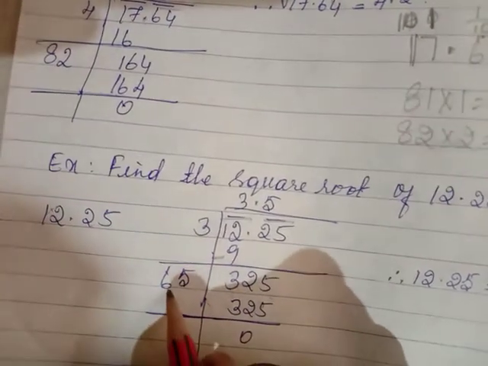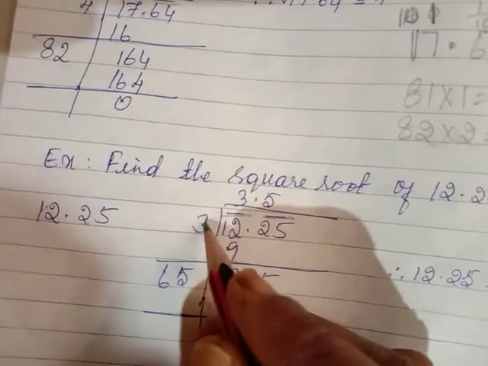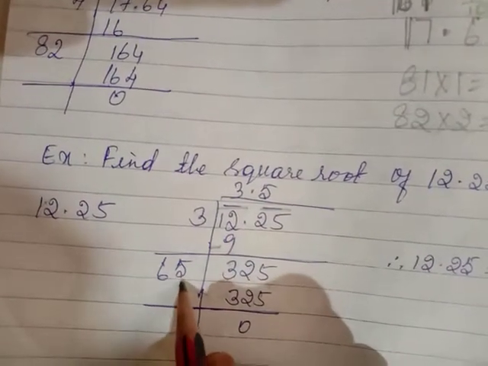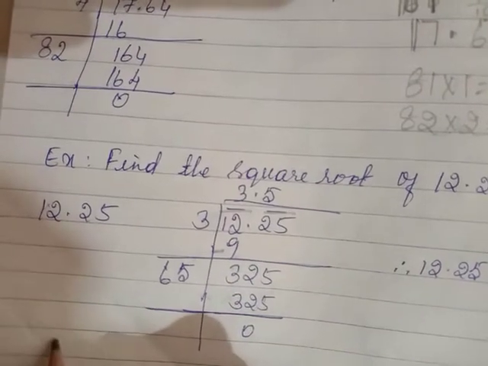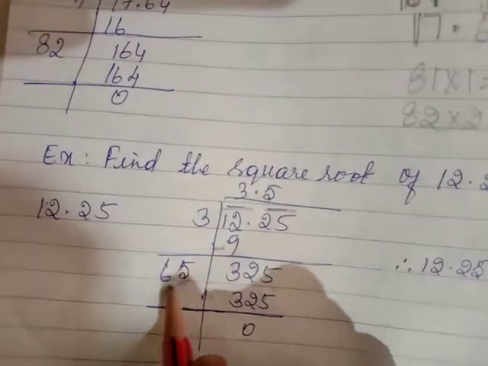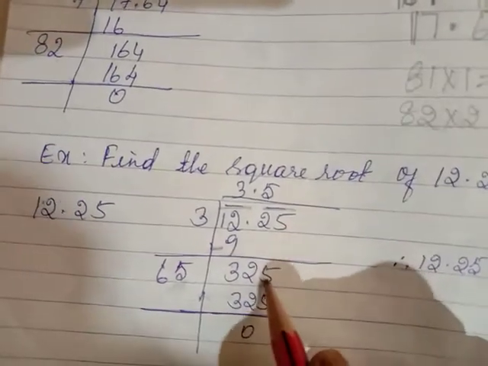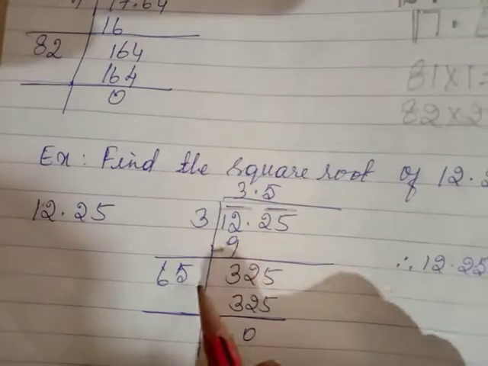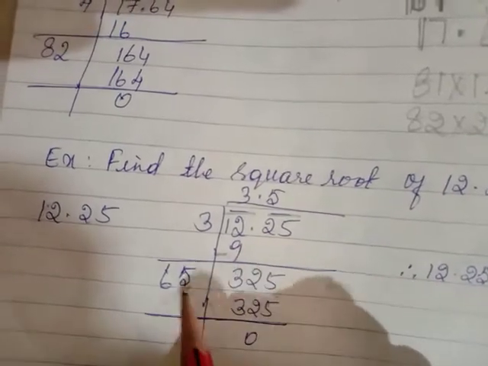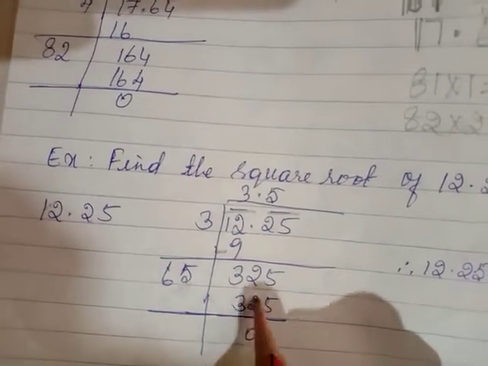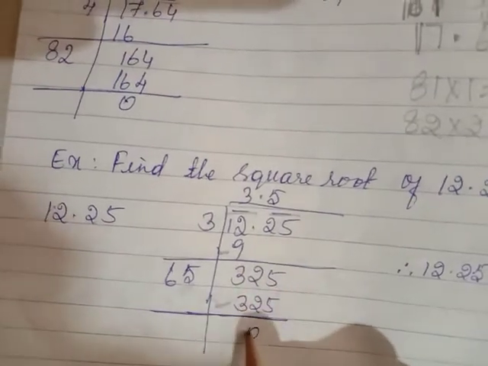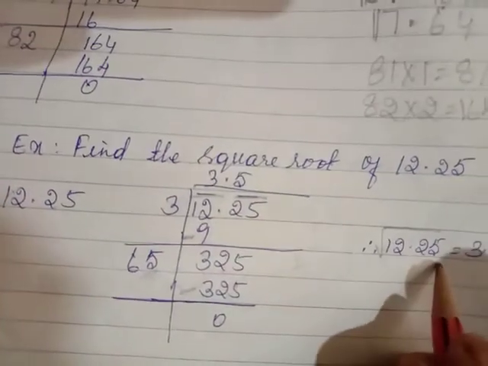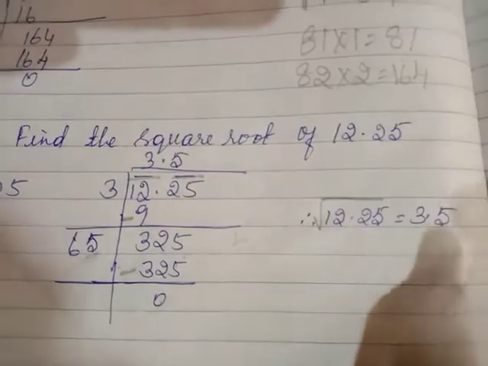65. How did we get 65, children? Double of 3, 3 plus 3 is 6. Then here 5 is there, correct? Since 5 is there, you can guess 5 5s are 25, is it not? The last digit 5, 5 5s are 25, 6 5s are 32. So if you subtract, you will get 0. Therefore the square root of 12.25 is 3.5.